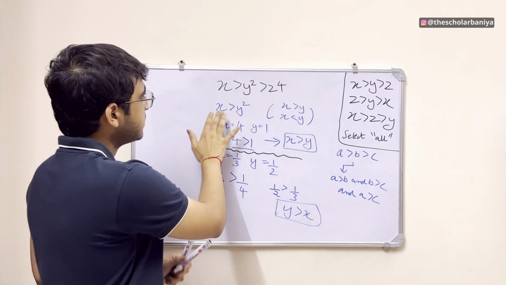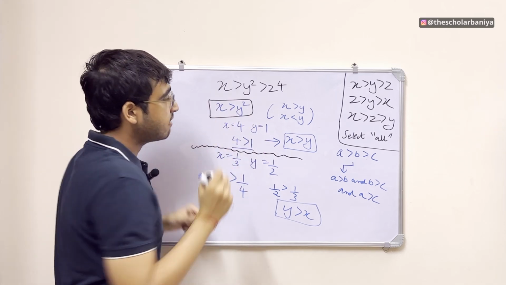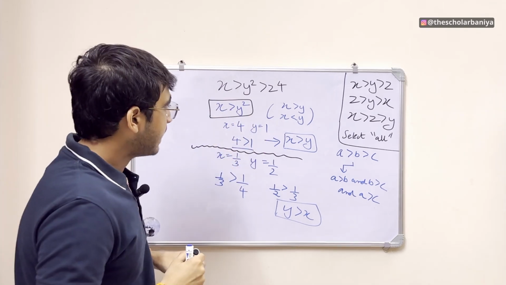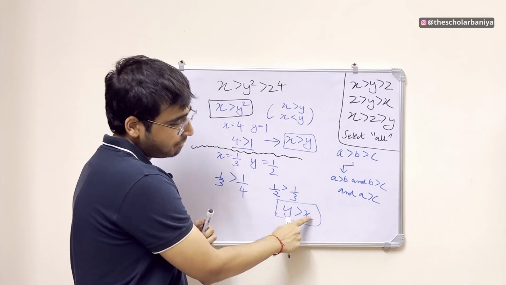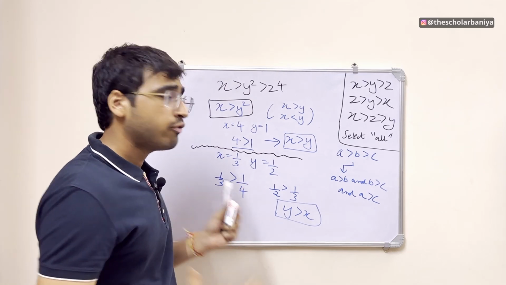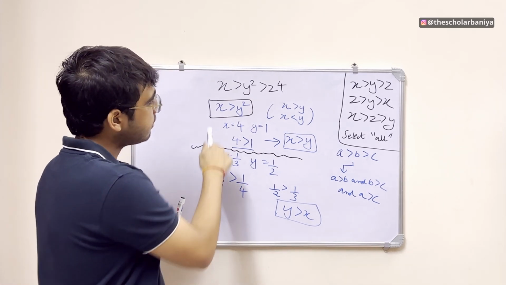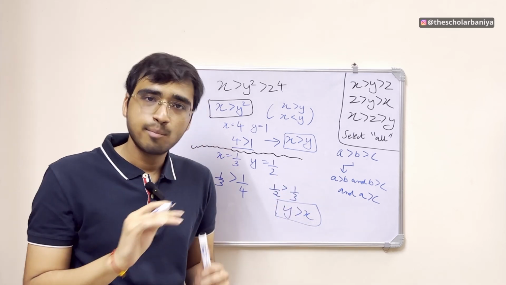So if this is given in the question, that x is greater than y square, that means x can be greater than y or x can be less than y also. So both possibilities are there. So this is kind of a formula which you should learn, that if x is greater than y square, then x greater than y, x less than y, both are possible.